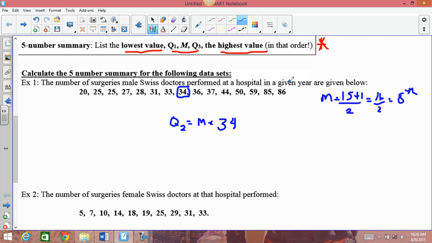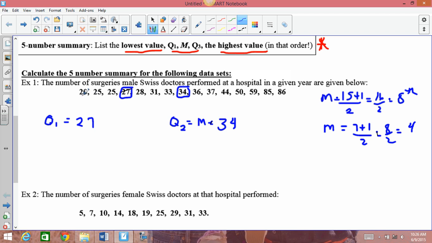Then if I need to go and find Q1, and I'll need to also find Q3, I just usually find them in order. Q1 now is the median of these 7 data points. So I want to find the median now. There's 7 data points, so 7 plus 1 divided by 2. Oh, that's 8 divided by 2. So I'm taking the 4th number in my list. Oh, that'd be 27. So Q1 then is 27.